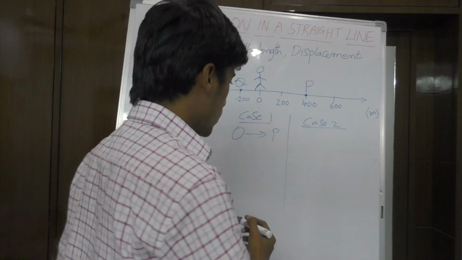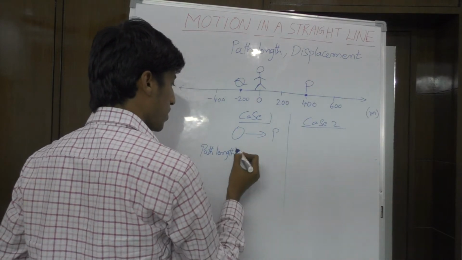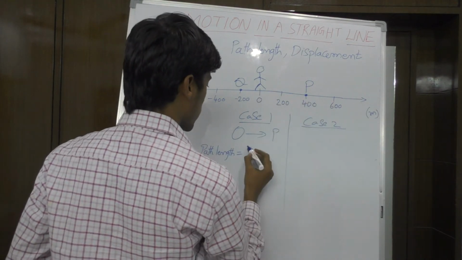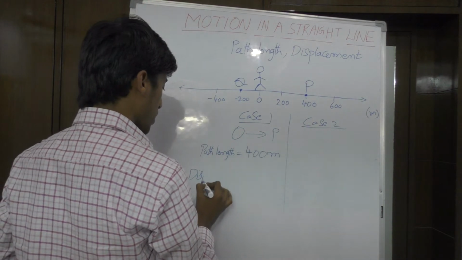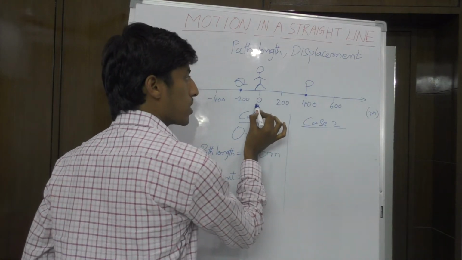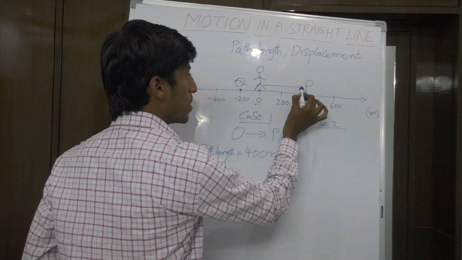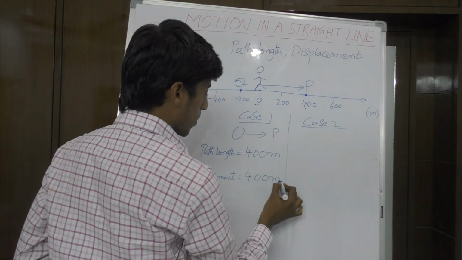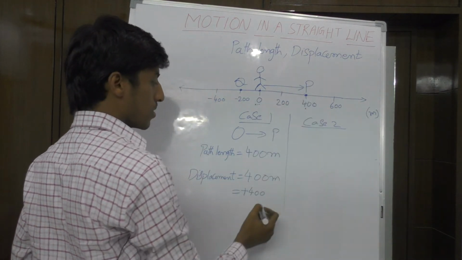Now let's note down the observations. Path length is the total distance covered by that person from the initial position to the final position. Initial to final, total distance covered is 400 meters. This is the path length in this case. Whereas the displacement is the shortest distance from the initial point to the final point. The shortest distance from initial point to final is this one, 400, the same. This is nothing but plus 400. From initial to final, it is in this direction, so it is plus 400 meters.